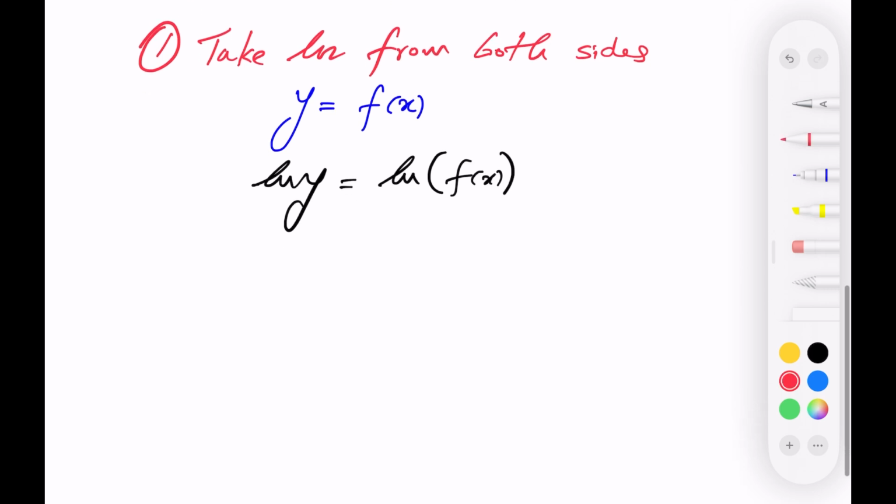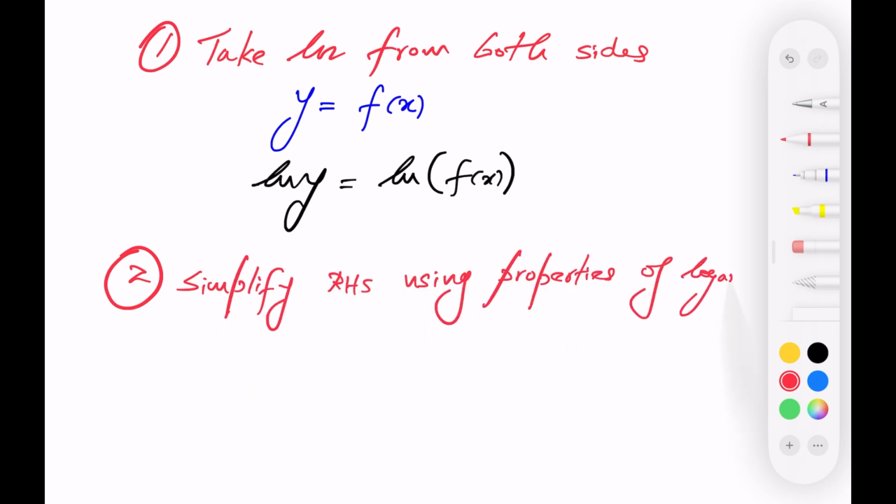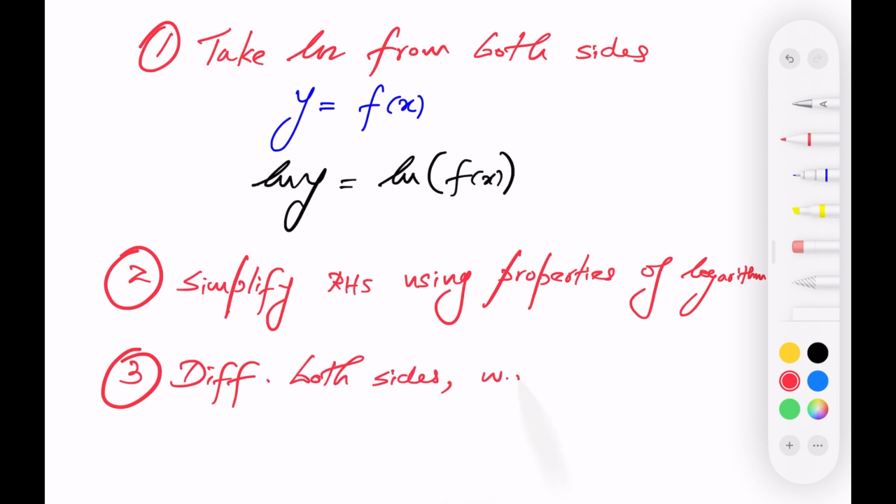The second step is you're going to simplify the right hand side using the properties of logarithm. And that's not all. You still have to differentiate. In the third step, you differentiate both sides. Of course, it will be with respect to x if the given function is a function of variable x.